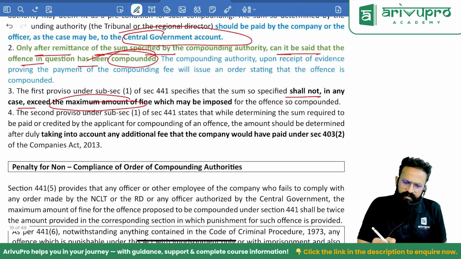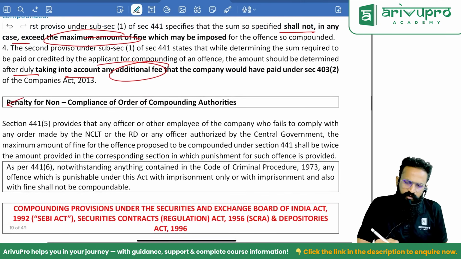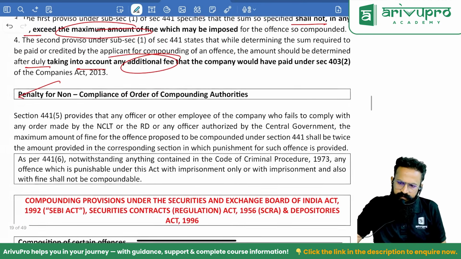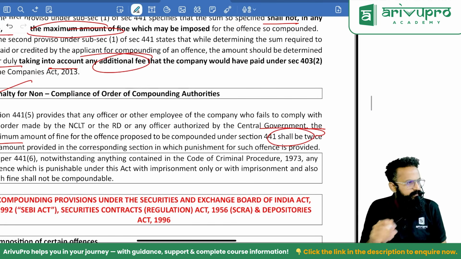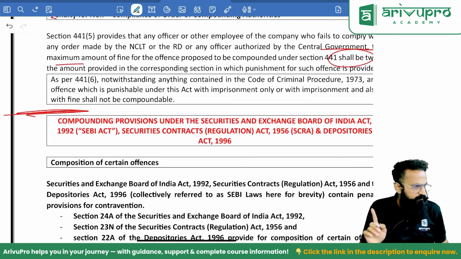The amount should be determined after duly taking into account any additional fees. I told you we can set off. For penalty for non-compliance of an order, I can always take double, correct? The maximum amount of the offence shall be twice. So this is what is under the Companies Act. Is that clear to all of you?